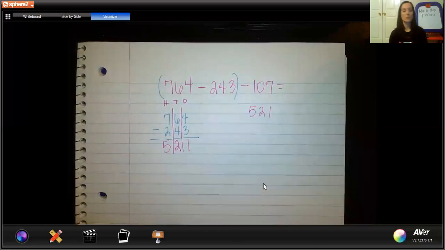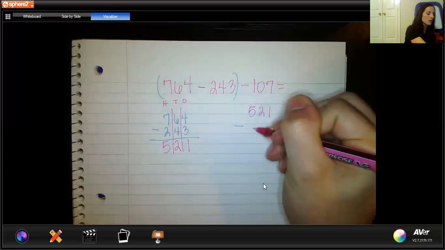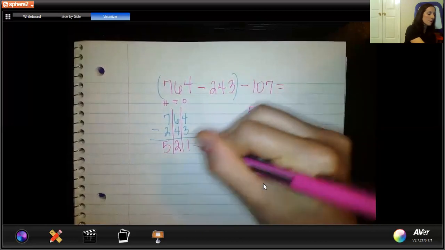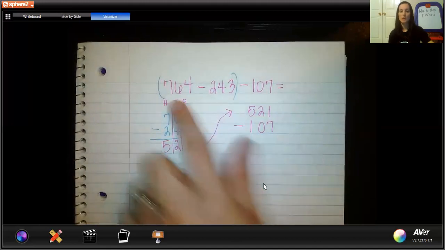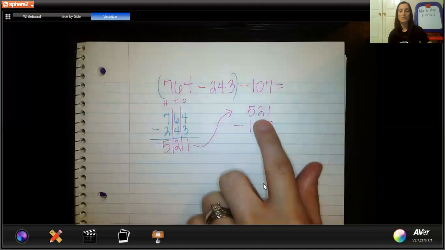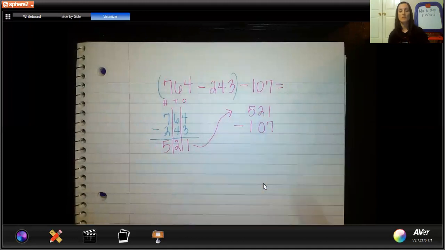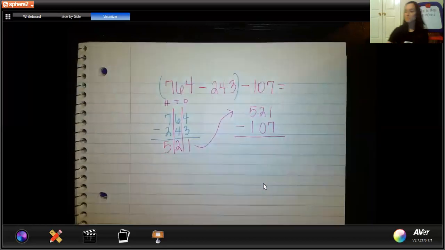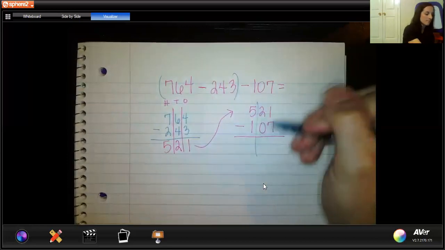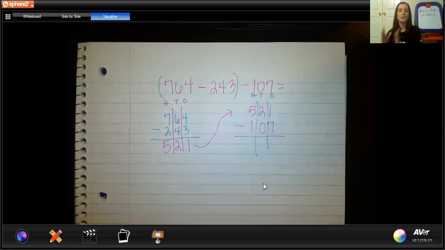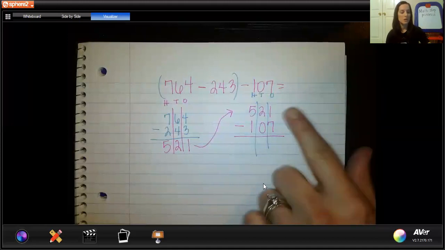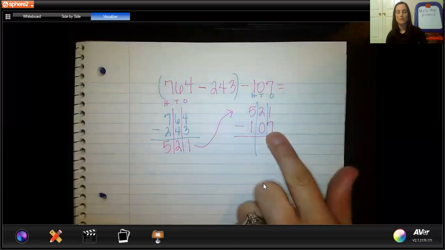So we have 521. And how did we get that 521? That was our answer from our first two numbers, okay? So 521, we want to subtract 107. That is our third number. Always, we want to make sure that our hundreds, our tens, and our ones are lined up correctly. We start at the ones. We have 1, and we want to subtract 7.